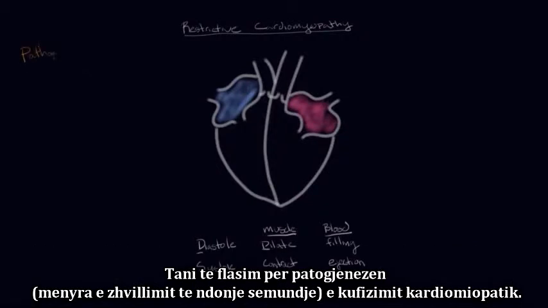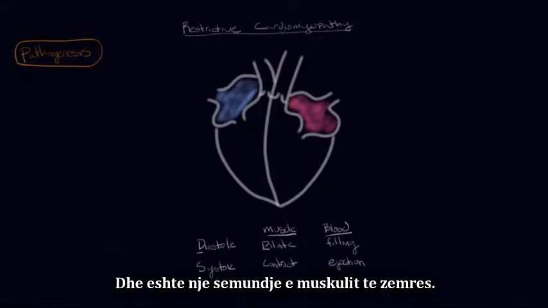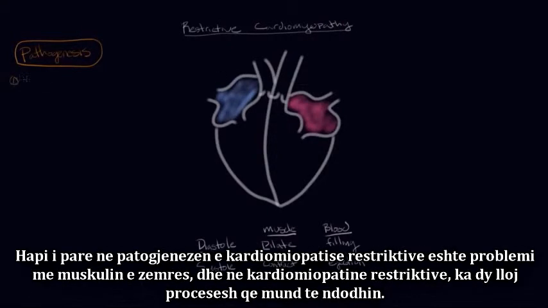All right, so now let's talk about the pathogenesis of restrictive cardiomyopathy. And remember that if you break down the word cardiomyopathy into cardio, myo, pathia, you can remember that it is a disease, a pathy of the heart, cardio, muscle, myo. So cardiomyopathy is a disease of the heart muscle. So the first step in the pathogenesis of restrictive cardiomyopathy is a problem with the heart muscle.